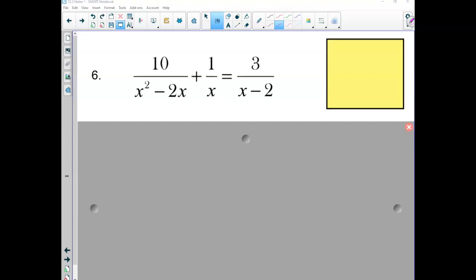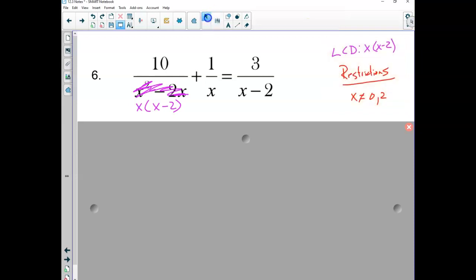Now remember, in order to find your least common denominator, we need to factor everything and try to reduce it. Well, this is going to be x times x minus 2. After I factor that denominator, that is kind of dead to me. What that is going to make me do is see, number one, my least common denominator is x times x minus 2, as well as see my restrictions: x can never equal 0 or 2. Then I'm going to multiply this whole business by my x times x minus 2.